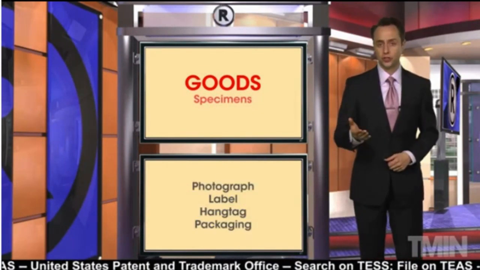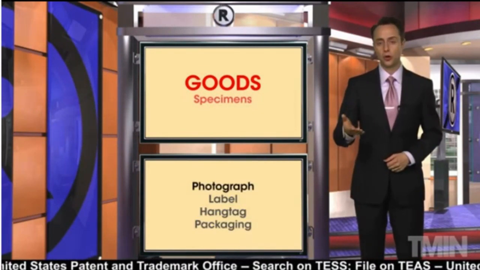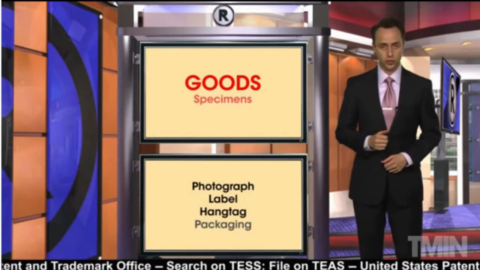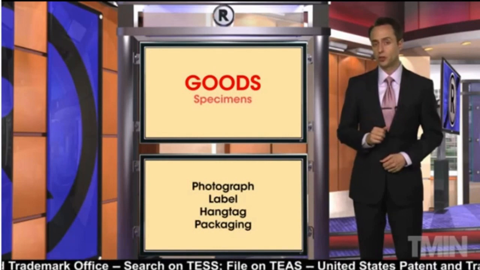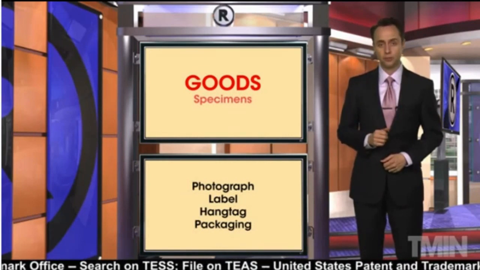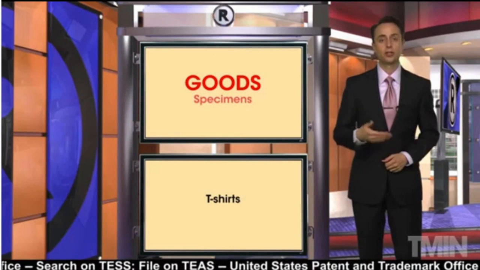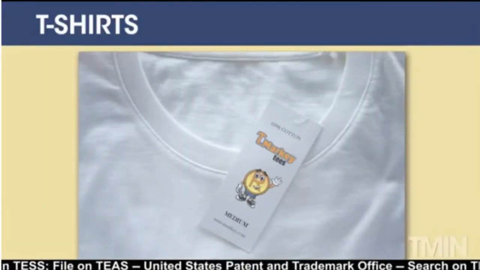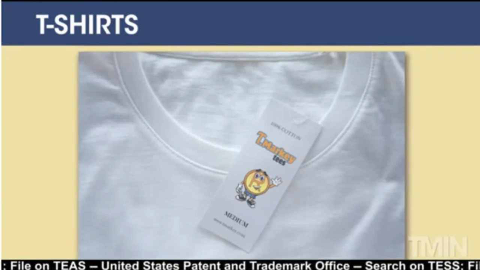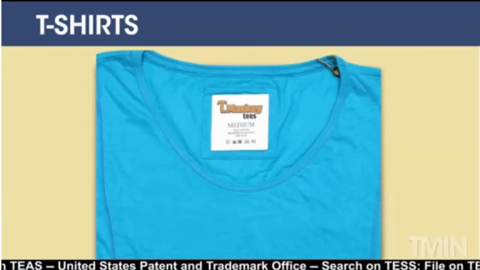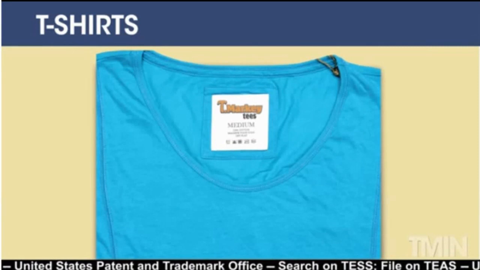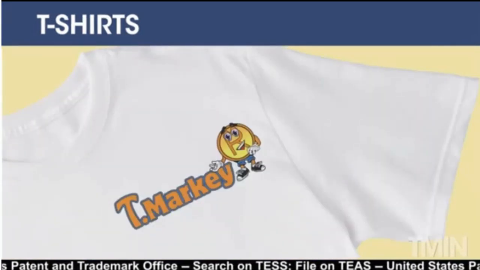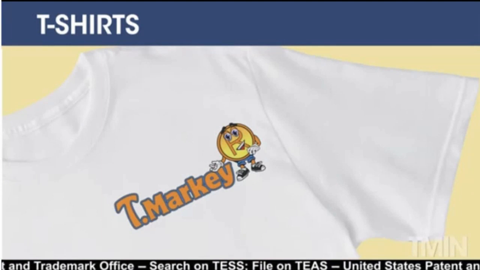If you apply for goods, you may submit a photograph of the mark on the goods themselves, or on a label or hang tag that is attached to the goods. Packaging that shows the mark is also acceptable. By way of illustration, let's say your goods are t-shirts. You could submit a digital photograph of the mark appearing on a hang tag. You could also submit a digital photograph showing a close-up of the mark appearing on the t-shirt label. You could even submit a photograph of the mark appearing in the left breast pocket area of the t-shirt.